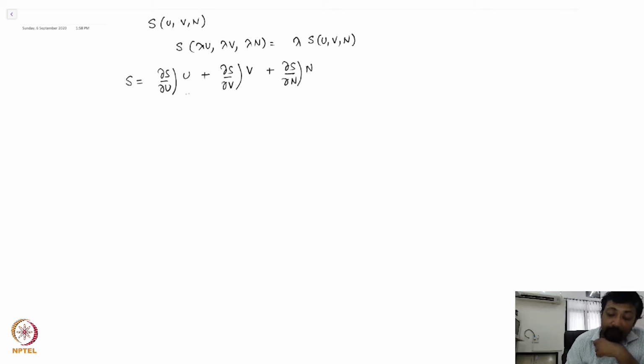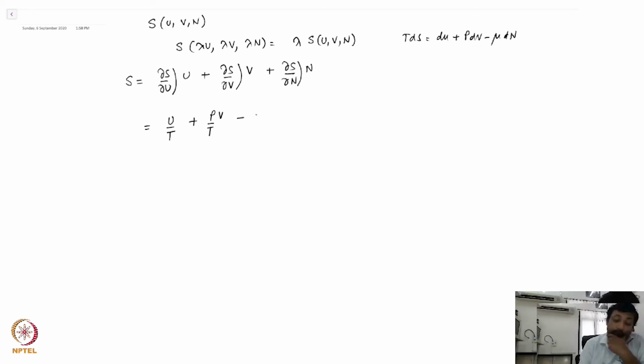Please note that there are quantities which are held fixed, which I am not writing explicitly, but it should be obvious to you. Sorry, the del S del U is 1 by T, therefore this is what you get. And then del S del V is plus P over T, sorry, because if you write down T dS is equal to dU plus P dV minus mu dN. And the pressure is defined as the force which is conjugate to the volume, defined as minus P, and then you have minus mu over T.